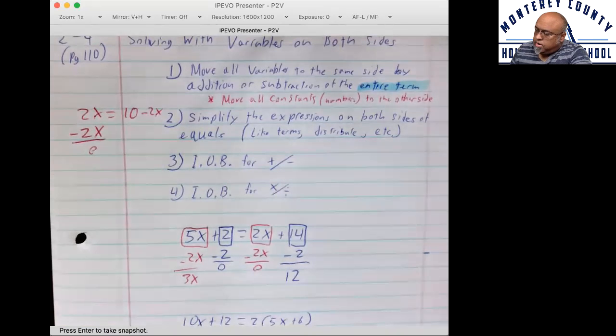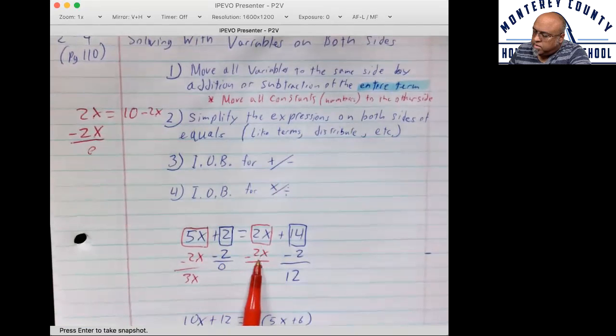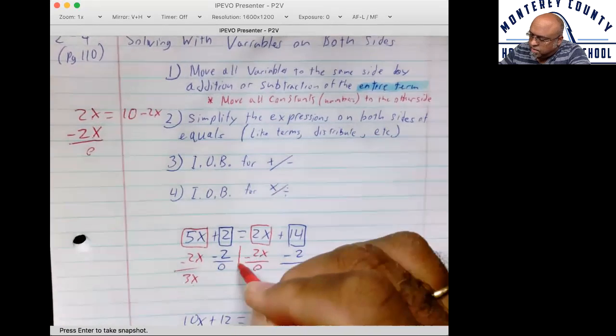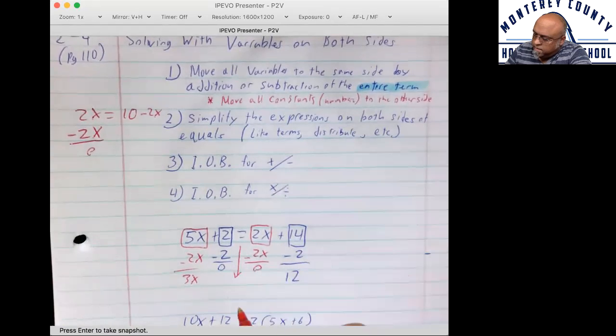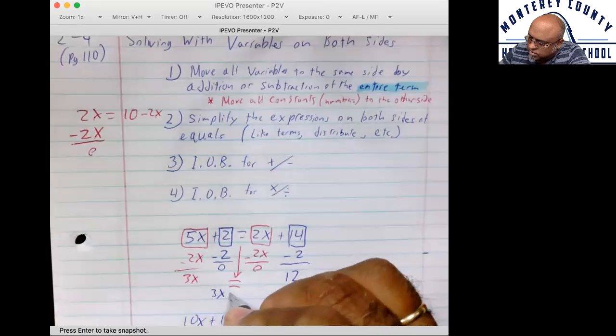Okay, so now let's see what I have left. This became 0. This became 0. 5x minus 2x becomes 3x. 14 minus 2 becomes 12. So bring down my equals sign, and I have 3x is equal to 12. Now, just to make it neater, I'm going to write this closer.